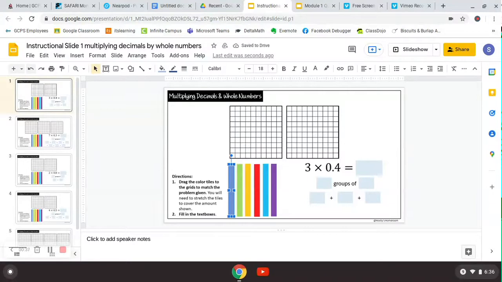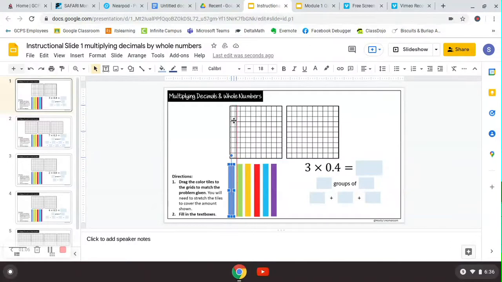And then let's look at our first problem. Our first problem is 3 times 0.4. So we want to figure out the answer to that. Let's look at what the whole number is and what the decimal is. The whole number is 3. 0.4 is the decimal we're multiplying. So what we want to make is 0.4 or 4 tenths.